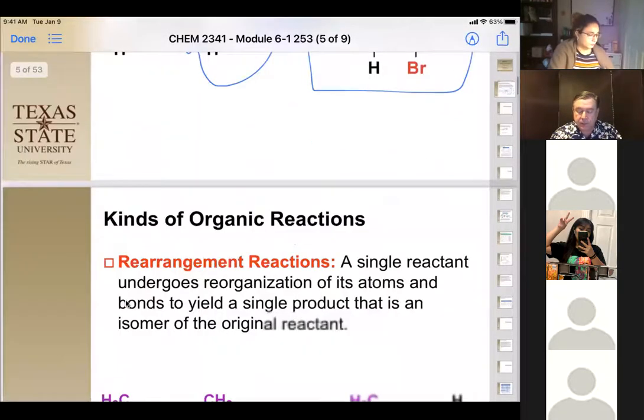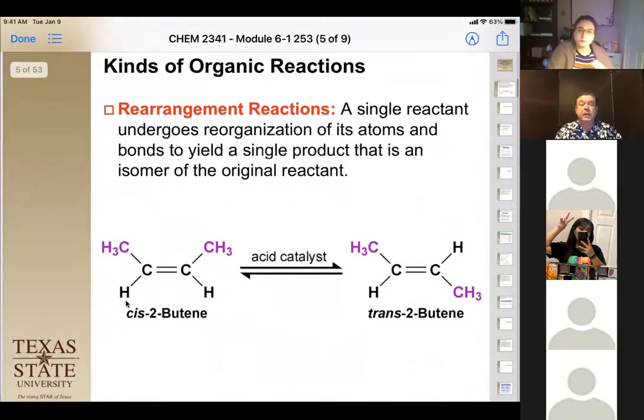The next kind of reaction we're going to talk about is what we call a rearrangement reaction. This is where all the chemical bonds are still where they were, except something has moved from a connection from one way or the other. One of the easiest ways to see this is looking at the rearrangement of an alkene, going from the cis alkene, because both of these are on the same side, to a trans alkene.